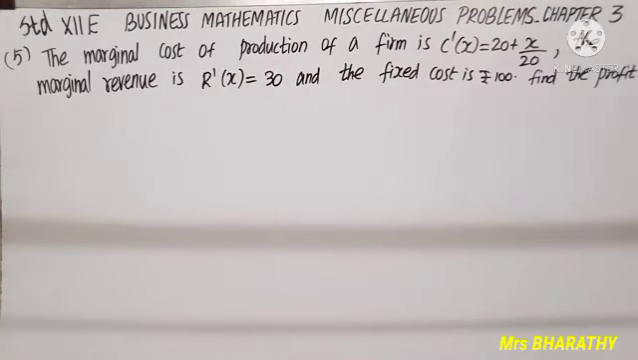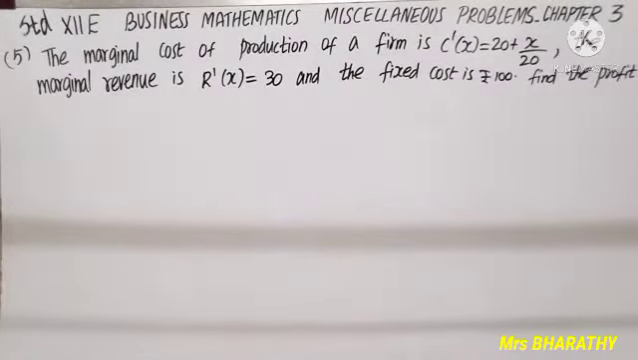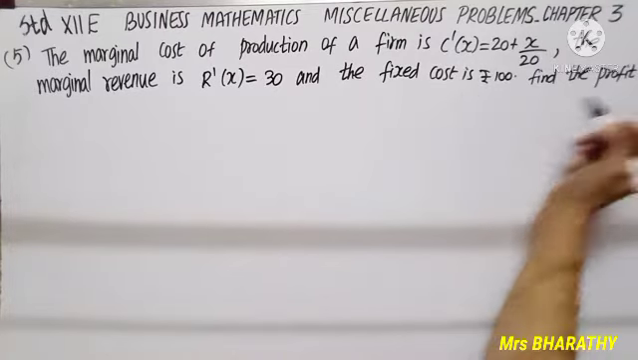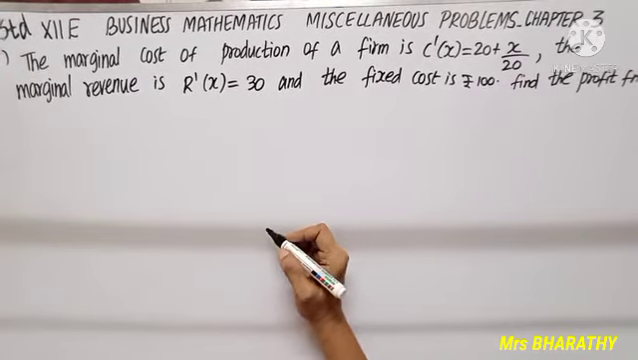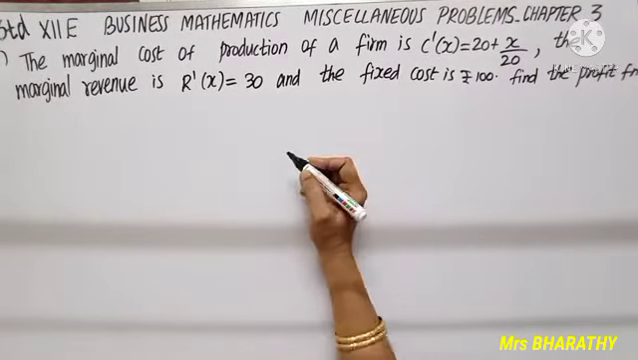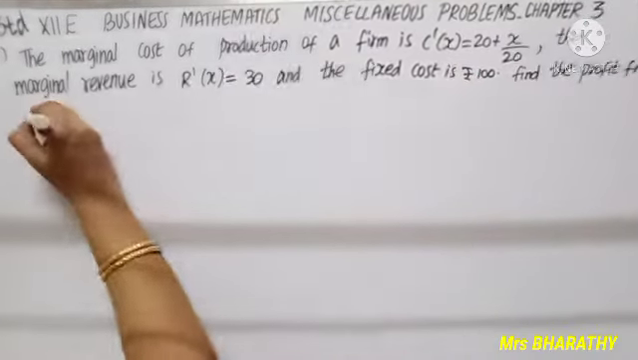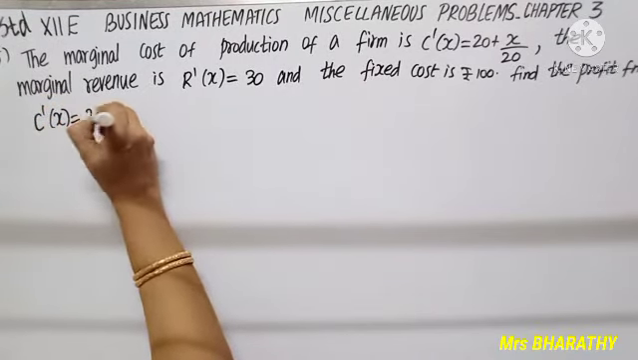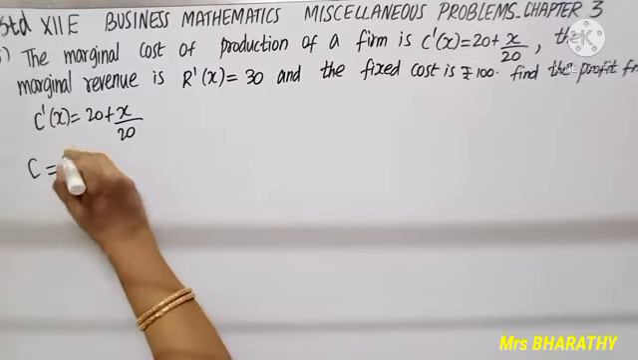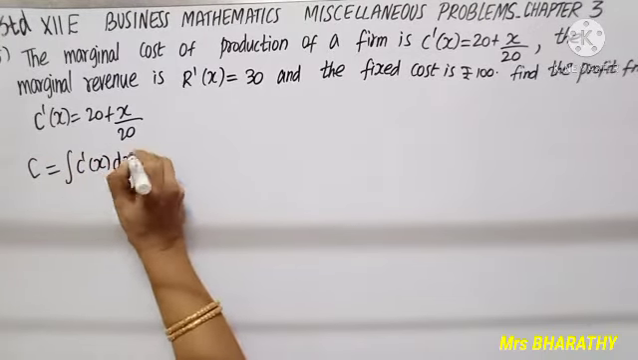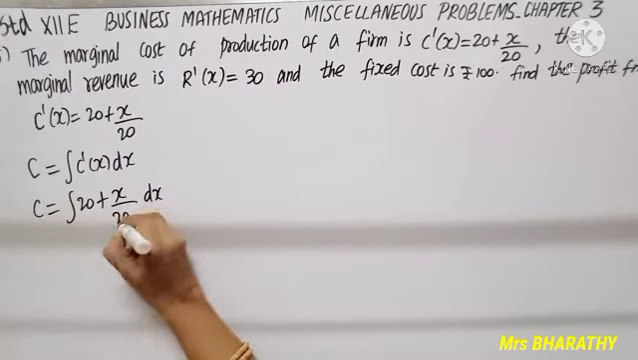Question number 5. The marginal cost is given. The marginal revenue is given. The fixed cost is given. We need to find the profit function. To get the profit function, we know it is revenue minus cost. Let us find out the cost and revenue to get the profit. Given C dash of x is 20 plus x by 20. So what is the cost function? Integral C dash of x dx. Integral 20 plus x by 20 dx.